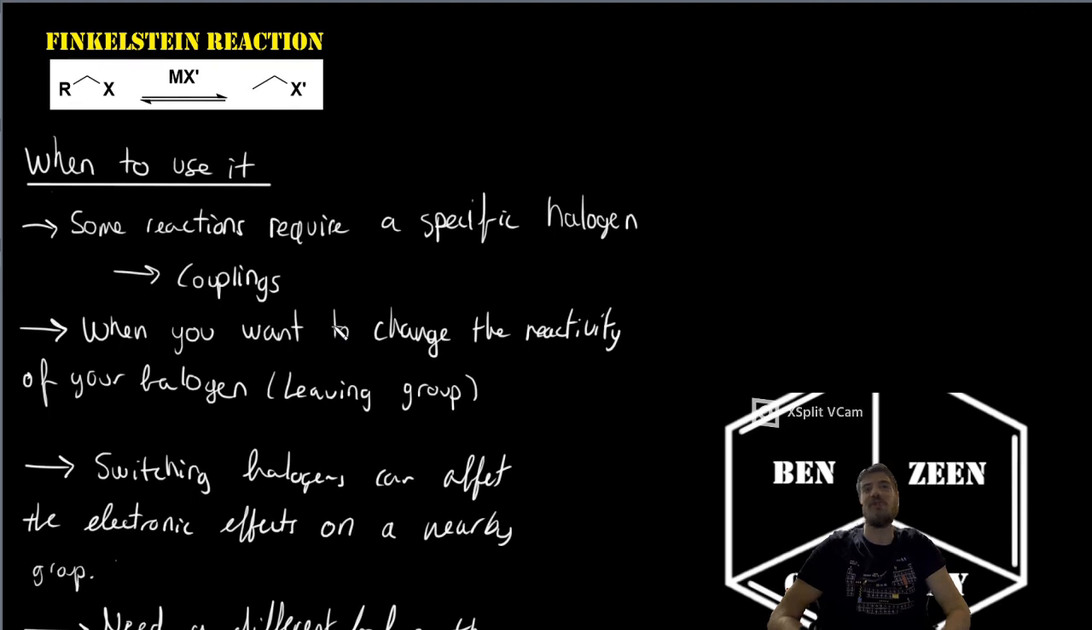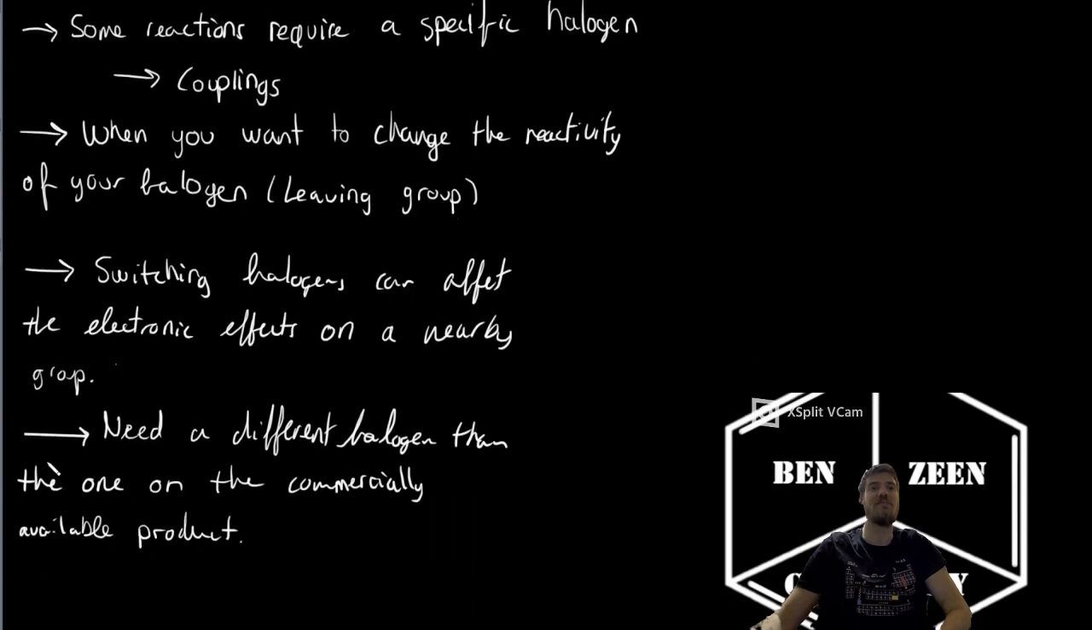But yeah, basically for some couplings, and if you want to change the reactivity of your molecule in regards of the leaving group, then you can switch halogens. If your leaving group is not reacting enough or too much, then you can switch halogens using Finkelstein's, which can be used to get pretty good yields. And you can also switch it for electronic reasons. Sometimes one halogen withdraws too much or not enough, so you might want to switch it. And sometimes you buy a commercially available product and it has a chloride on it or chlorine, and you want another halogen for X or Y reason. So Finkelstein's a good way to switch it.